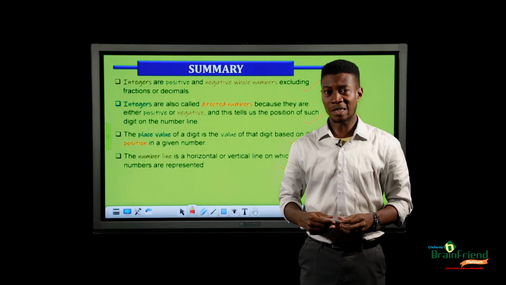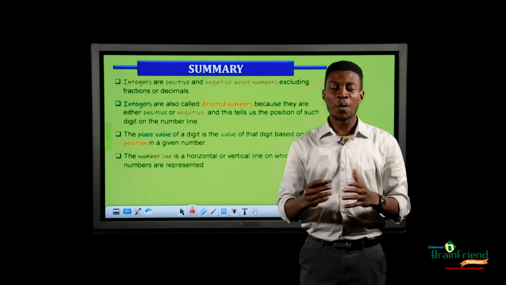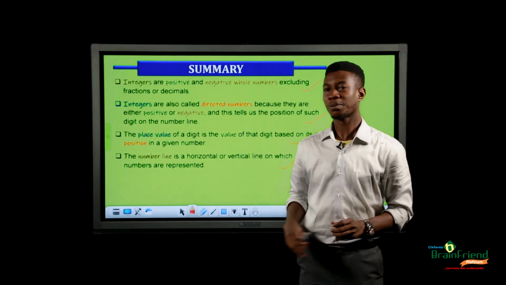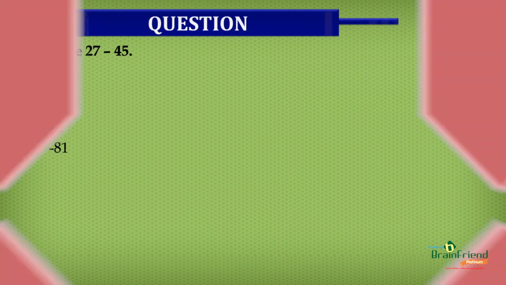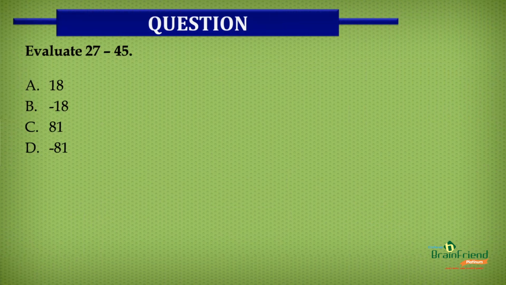I'm sure this was an interesting lesson, right? Now, I have some test questions for you. Question 1 says, evaluate 27 minus 45. Option A, 18. Option B, negative 18. Option C, 81. Option D, negative 81. The correct answer is option B, negative 18.